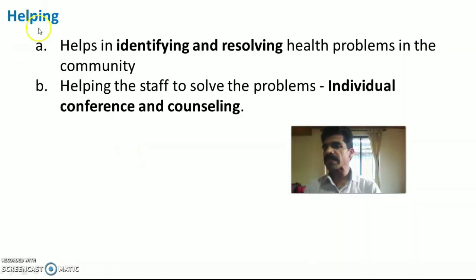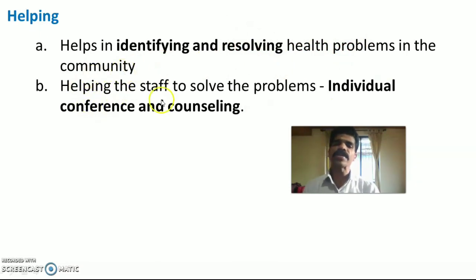The last supervisory function, that is helping. Under this, helps in identifying and resolving the health problems of the community. So here the community health nurse as a supervisor helps the subordinates or other health personnel to identify the health status and various health related problems of the people, or factors influencing the health of the community people. Then of course, helps in resolving the various health problems in the community.